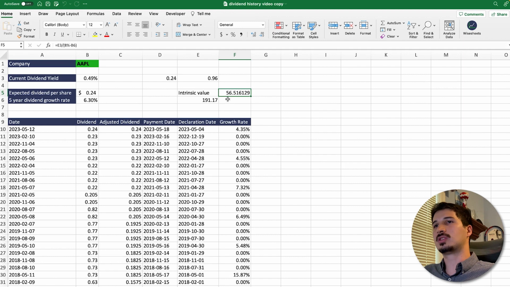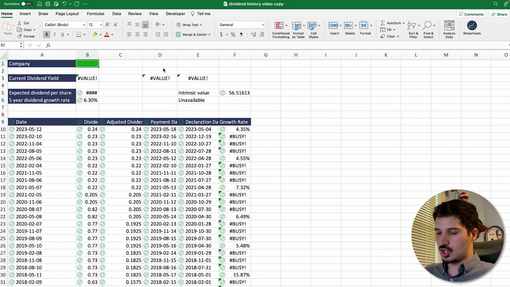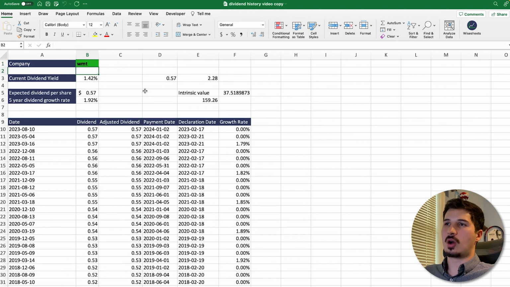Now, the cool thing with this is obviously that you can make this super dynamic, where I could change the company now to Walmart. All of the data automatically updates for you. Now you have the value here. In this case, you have the value as well, and you can keep doing this for as many companies as you like. Get the value.